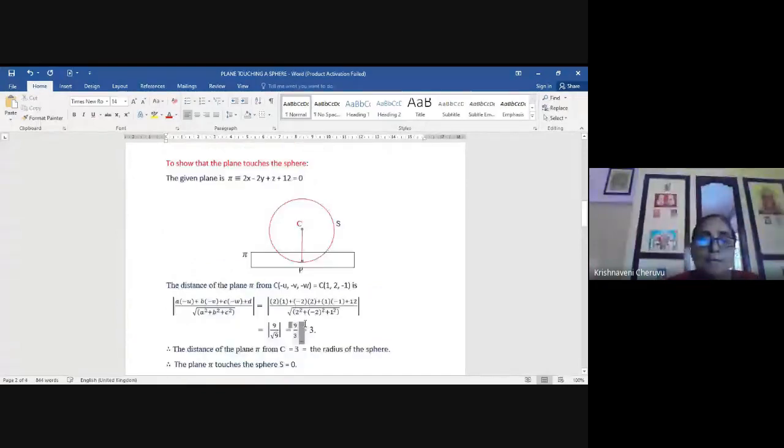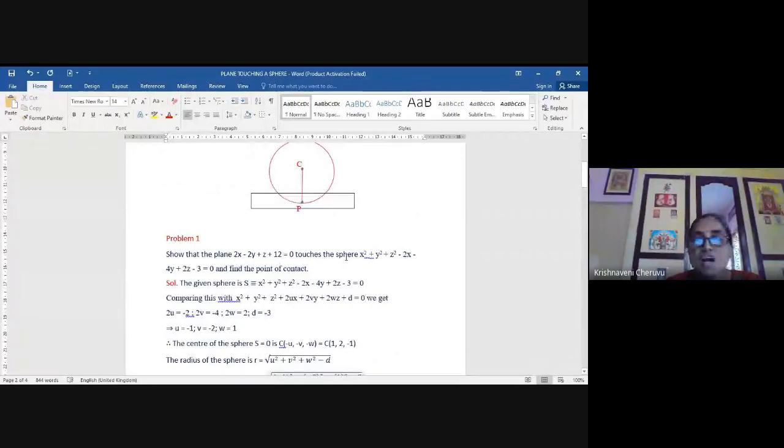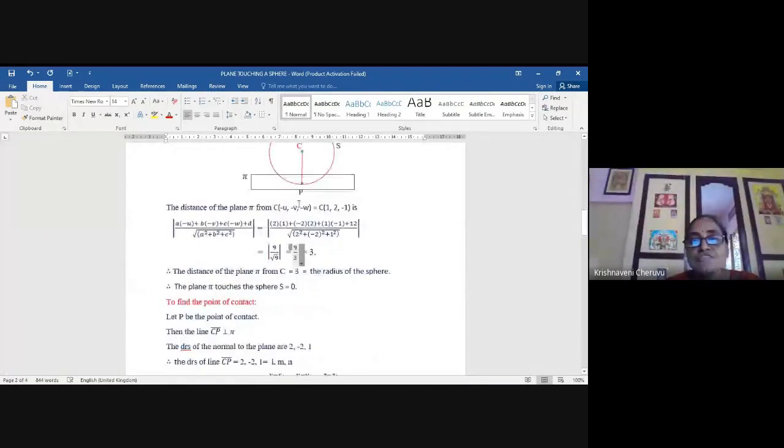So the first part of the question is, he asked you to show that the plane touches the sphere. We have proved that the given plane touches the sphere. How? By checking whether the distance of the plane from the center of the sphere is exactly equal to the radius of the sphere. The distance of the plane from the center is 3. The radius of the sphere is 3. Therefore, the plane touches the sphere.